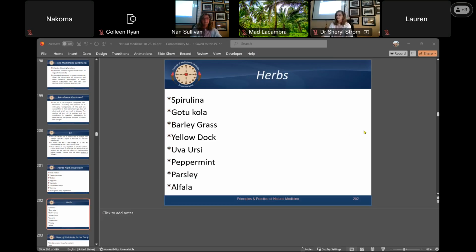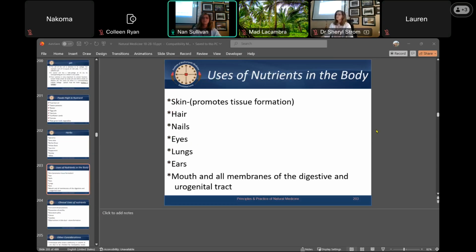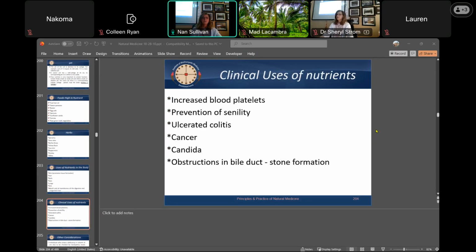Herbs, these are great for digestion as well. So uses of nutrients in the body, how does it promote skin? How does it promote your hair? Make them healthy. All of these, mouth and all membranes of the digestive tract, urogenital tract. So what herbs are good for each system? So clinical uses of nutrients: increased blood platelets, prevention of senility. That's an old term, but we still use it. Ulcerative colitis, cancer, candida, obstruction in bile ducts, stone formation. I gave you some herbs for that.